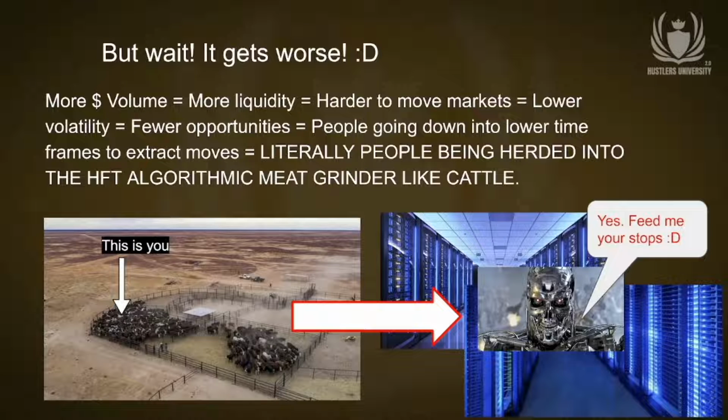This means lower volatility, which means fewer opportunities over time, which means people need to go down into lower time frames to extract moves. Over like the minute and the second time frames, people seem to be obsessed with these low time frames because the volatility in forex markets is usually so low. This is quite literally equal to people being herded into the high-frequency trading algorithmic meat grinder like cattle. Yes, this is you down the bottom, and yes, the Terminator is eating your stops.